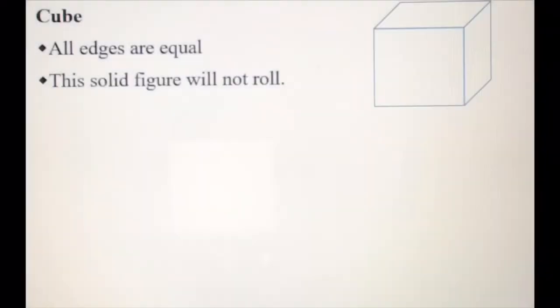The first solid figure we're going to talk about today is the cube. On a cube, all the edges are equal lengths. If you were to take this face and place it on a piece of paper and trace around it with a pencil, you would have a square, because remember, all the lengths of a square are equal as well. This solid figure will not roll, it will simply sit on any one of its flat faces.